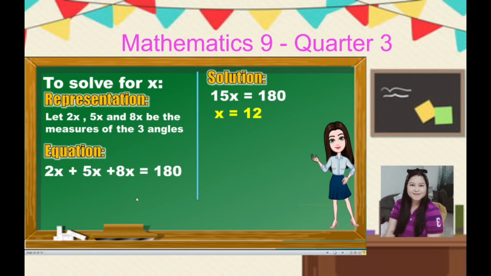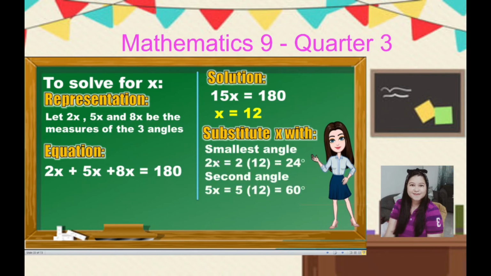Second question, what is the measure of the smallest angle? Alin ba sa tingin nyo yung smallest dyan? 2x, 5x, or 8x? Syempre, that is 2x. Palit lang natin yung 12 with x, so that is 2 times 12, which is equal to 24 degrees. And then, the second angle, alin kaya yung second? Yun yung 5x. 5x is equal to 5 multiplied by 12. So, 5 times 12 is equal to 60 degrees.